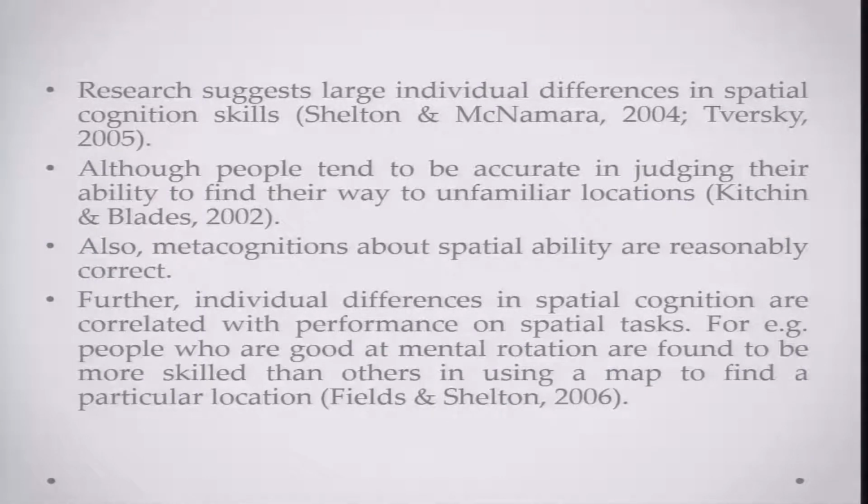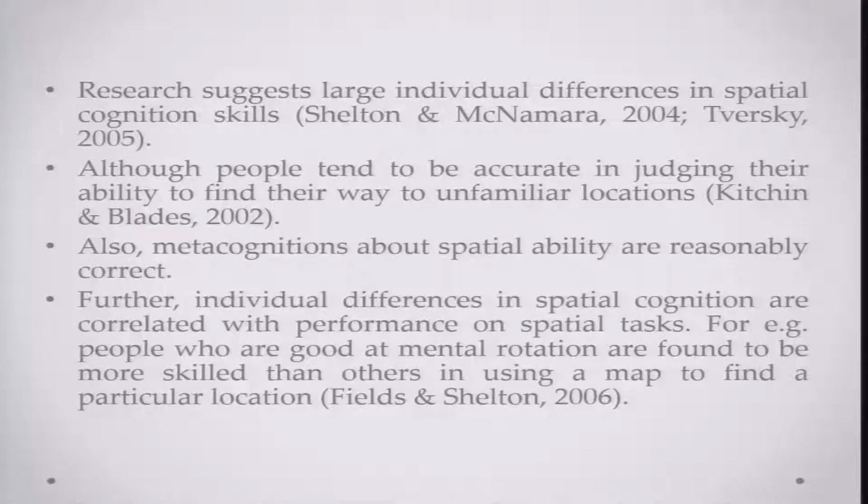People have been found to be different in their spatial cognition skills. There has been some difference in their spatial abilities. Although people tend to be accurate in judging their ability to find their way through unfamiliar locations, people have also used metacognition about spatial ability, which has been found to be reasonably accurate. Also, individual differences in spatial cognition have been found to be correlated with performance on a variety of spatial tasks.